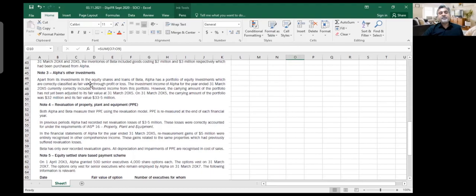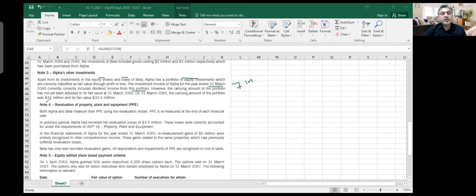Alpha's other investment. Apart from its investment in the equity shares and loans of Beta, so Alpha has invested in the equity share and loans of Beta, it has some others as well. Alpha has a portfolio of equity investments which are correctly classified as fair value through P&L. The investment income of Alpha for the year ended 31st March 2005, which was 7 million, correctly includes dividend income from this portfolio. Remember that 500,000 remaining balance.